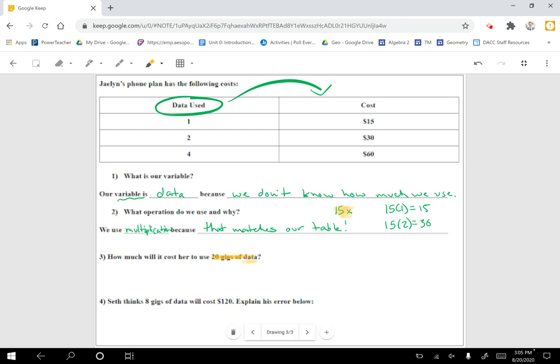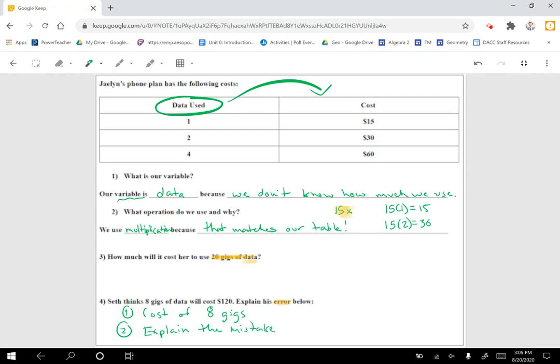Next, Seth thinks 8 gigs of data will cost $120. Explain his error. So I'm telling you right now that this is incorrect. It does not cost $120. So first, if we're thinking about steps, let's first solve for the cost of 8 gigs. And then second, after you solve for the cost, explain his mistake.